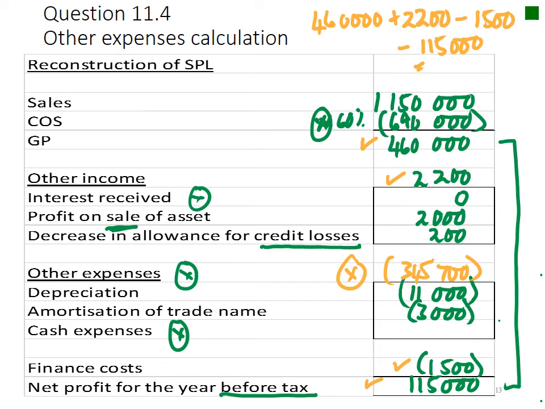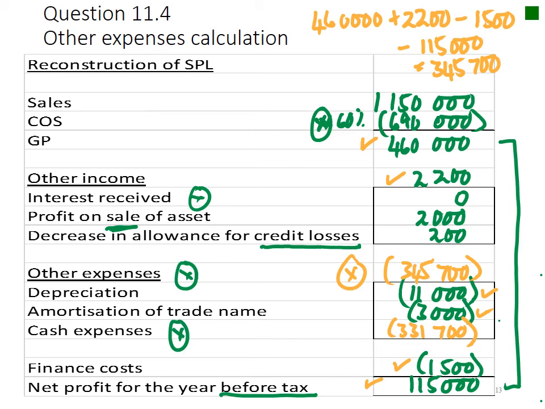And the difference will be 345,700, which are my other expenses. But I know included in other expenses are two non-cash flow items. So my only cash expense is going to be 331,700. That would include wages, telephone, anything else that we paid that had a cash element to it.